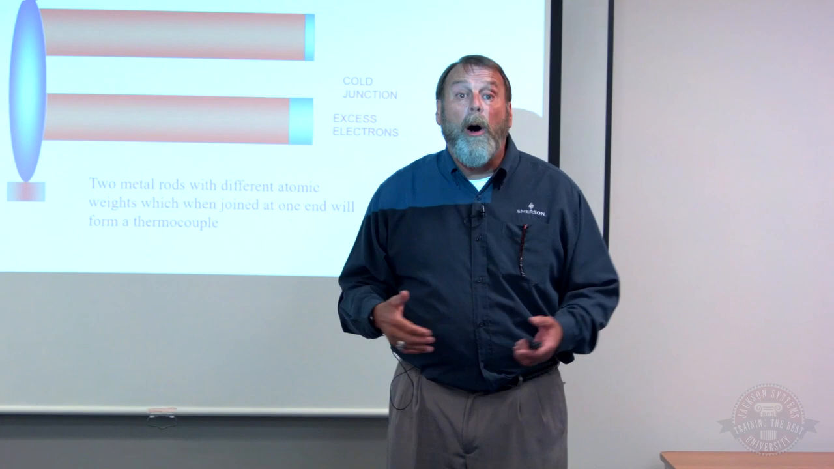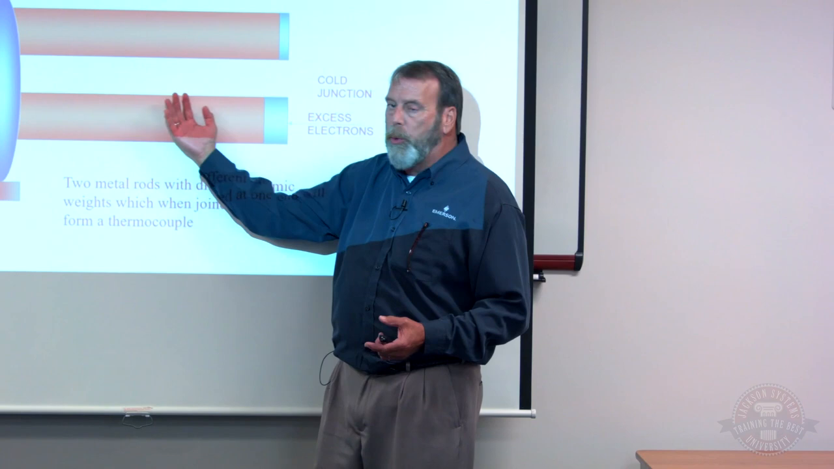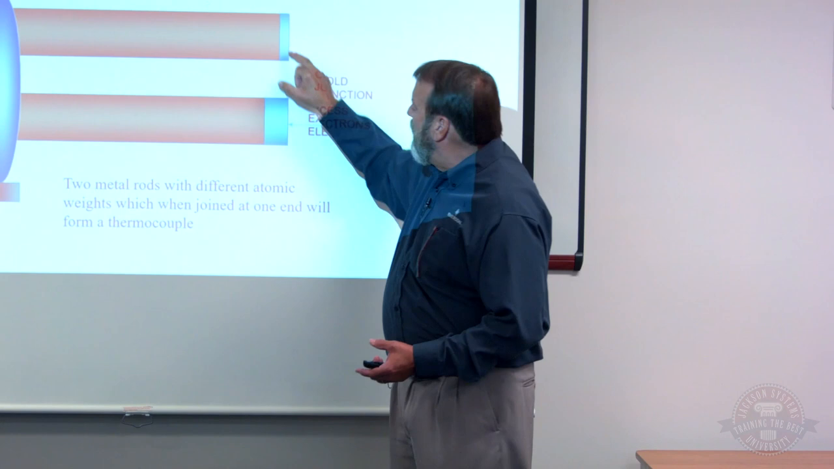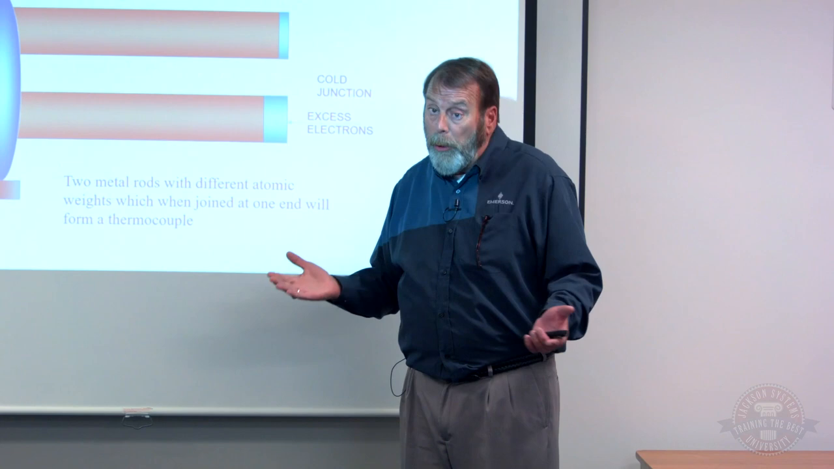You also create the electron movement. When you drive that heat, you force electrons to push away from the heat. And so what happens is the electrons start coupling down here. Because they're two different atomic weights, the difference between this and this is the excess electrons, and that's where the voltage comes from. So a thermocouple, about 30 millivolts typically is how we rate them, is generated by heat.